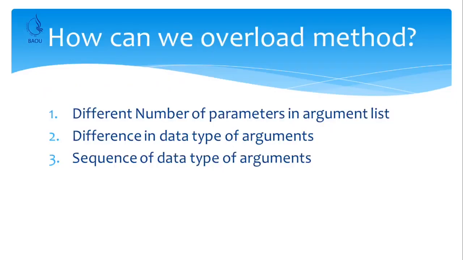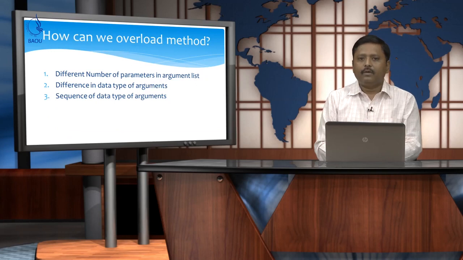The third way is to use a different sequence of data types of arguments. Suppose the parameters are the same and the types are the same; we can provide the user with flexibility so that they can provide data in any order. For example, we have a sort method which takes two parameters, one is an integer array and another is a type, which determines whether to sort data in ascending or descending order.